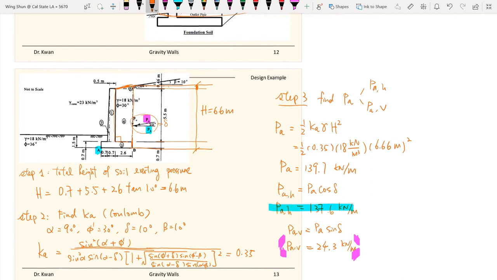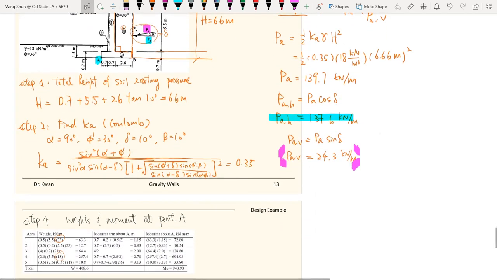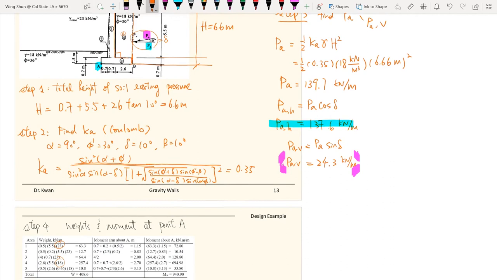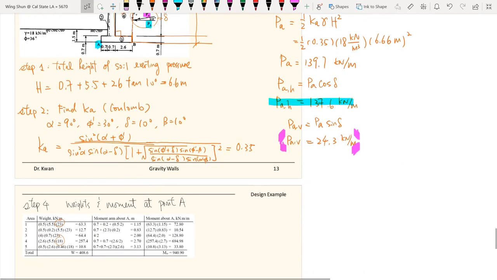For each area, you can find out the center point of it. And based on that, the triangle centroid, or the centroid of our rectangles, then we take moment from point A. So we know the centroid, then we know the horizontal or vertical distance from point A. Then we can find the moment arm, and we know the weight times the moment arm, then we get the moment. So that's how we got it.